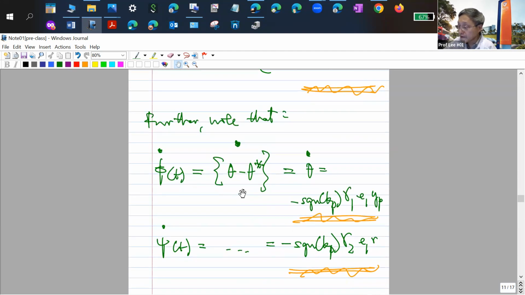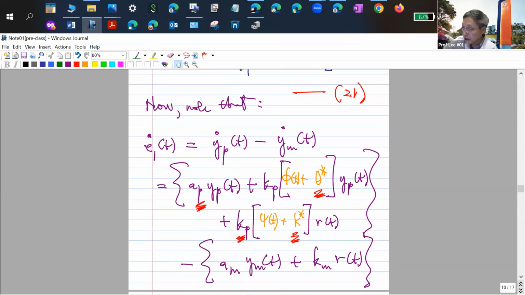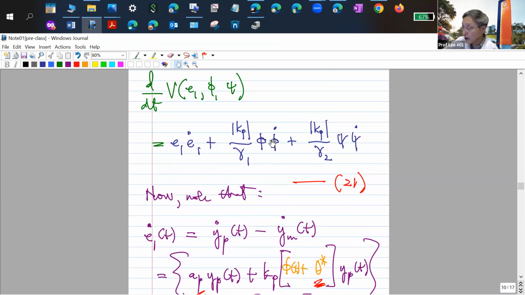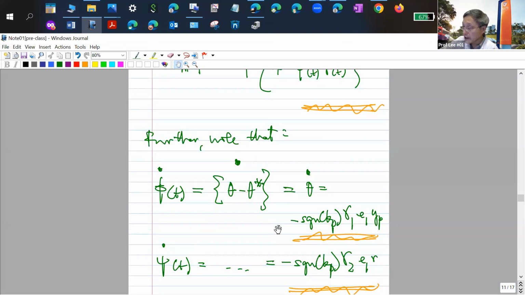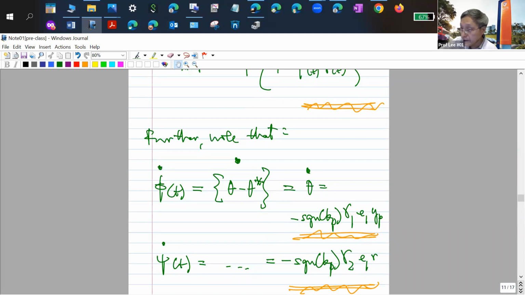Now, let's go on further. In this expression down here, you also see we have P dot and C dot. Let's look at it carefully. P is theta minus theta star, that's the parameter error. Theta star is just a number, so theta star dot is 0. So P dot is exactly theta dot, which is minus signum Kp gamma 1 E1 Yp. That was how we set up the adaptive law.